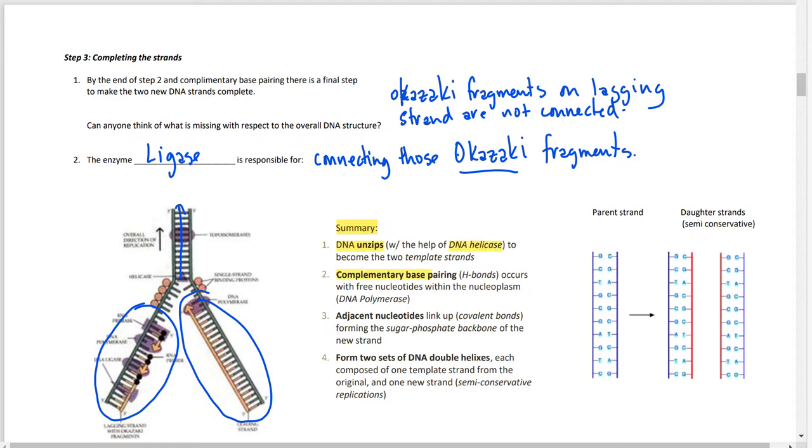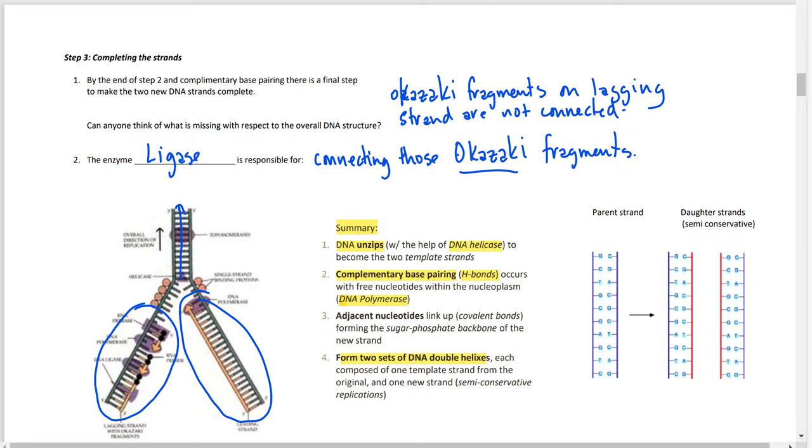Then we have complementary base pairing, in which hydrogen bonds are formed between the parent strand and the new daughter strands via the enzyme DNA polymerase. Also keeping in mind that there's this RNA primase that has to get the system going, and that there's going to be a leading strand and a lagging strand. And then finally, you get 2 sets of DNA double helixes as the ligase goes through attaching the sugar phosphate backbone on the lagging strand.